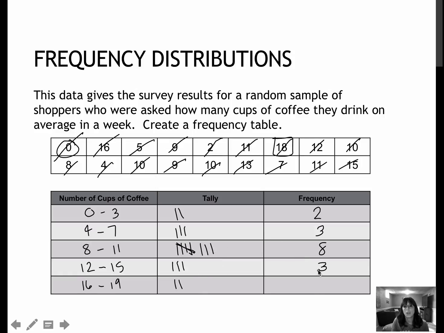And then there were 3 here and 2 here, and I would always strongly encourage you to then add up your frequency totals and make sure that it's how many you started with. So I know here there are 18 values total, so my frequency should add to 18, and if I add those up, I do get 18, so I know I didn't miss one or count something twice.